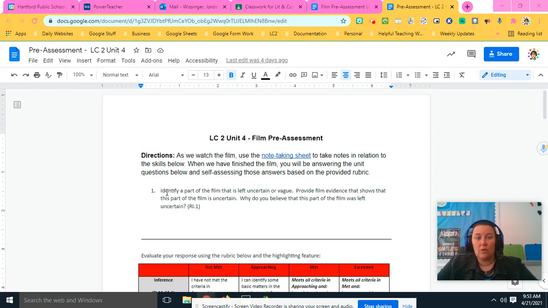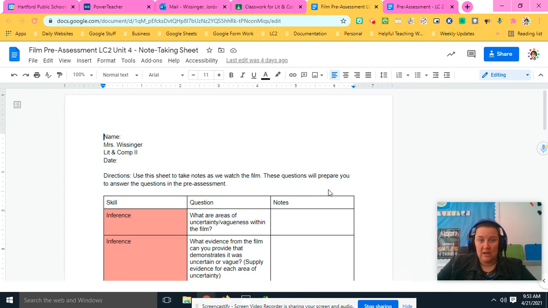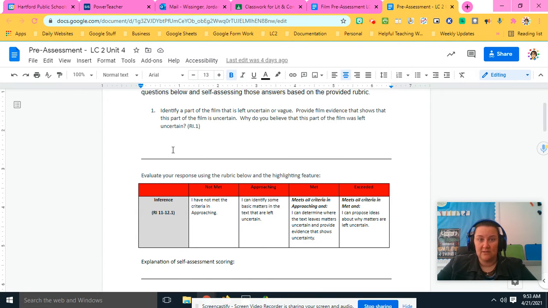So for instance, number 1 is about inference. It says to identify a part of the film that's left uncertain or vague, provide film evidence that shows this part of the film to be uncertain, and why do you believe that part was left uncertain? If you go back to your note-taking sheet, these were the questions in pink right here. So all of your notes here, you compile them together, right? All 4 boxes, you compile them together to put your pre-assessment answer here.